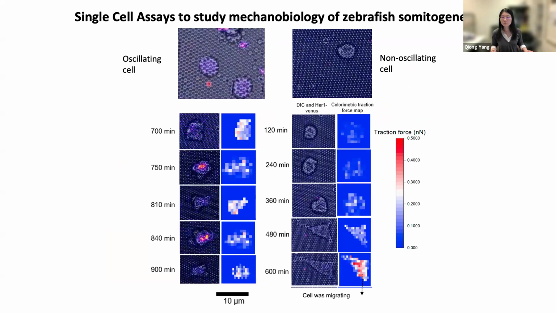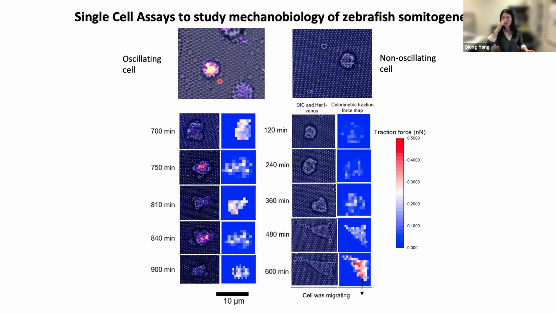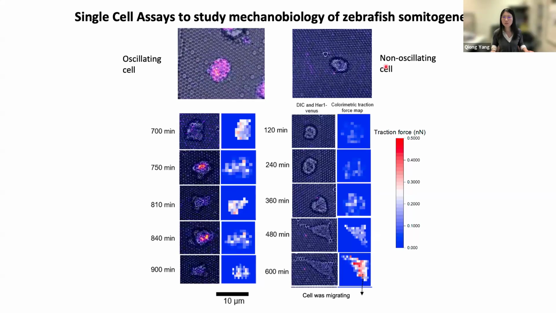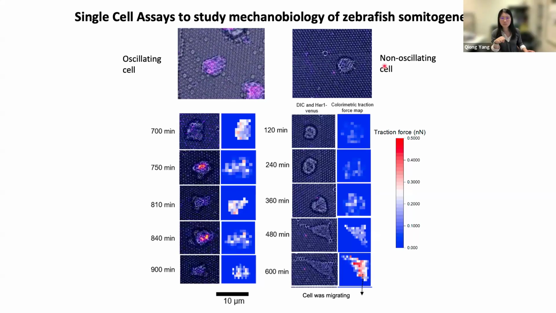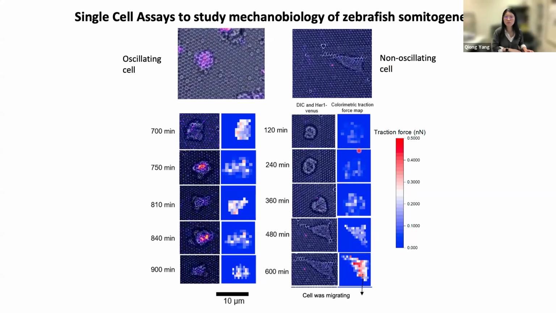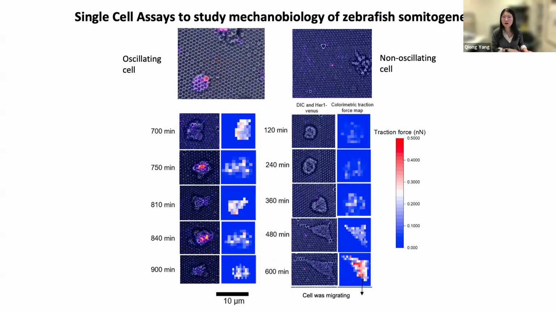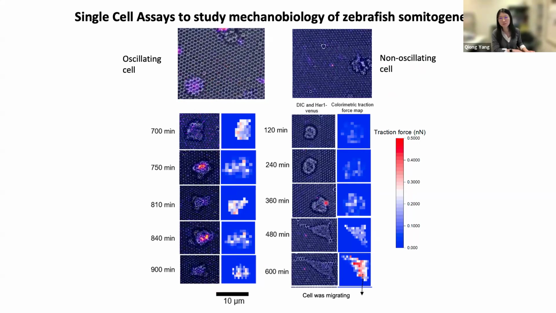And if we look closer at these cells on the microposts system, we can also use how the cells bend the post to estimate the traction force of the cells. And what we found is that the oscillating cells are round shape. They also present a consistently low contractility, but the cells that are non-oscillating, when they polarize and migrate, tend to grab the post more, and they show high contractility.